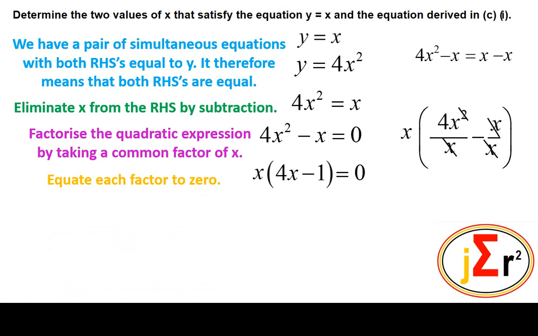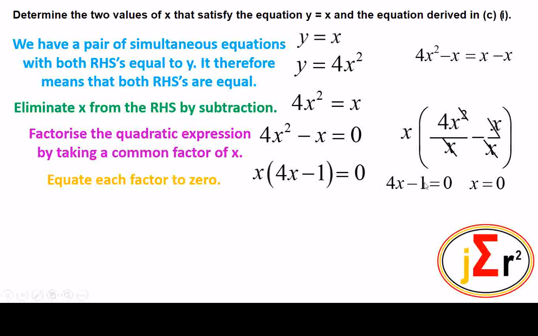So when we equate each factor to 0, what will we have? We will have 4x minus 1 is equal to 0, and also we'll have x is equal to 0, so that is already a conclusion. So this factor of x, or this factor of 4x minus 1, will be equal to 0. If x is equal to 0, then we have our conclusion already. And what else? 4x minus 1, that is equal to 0.